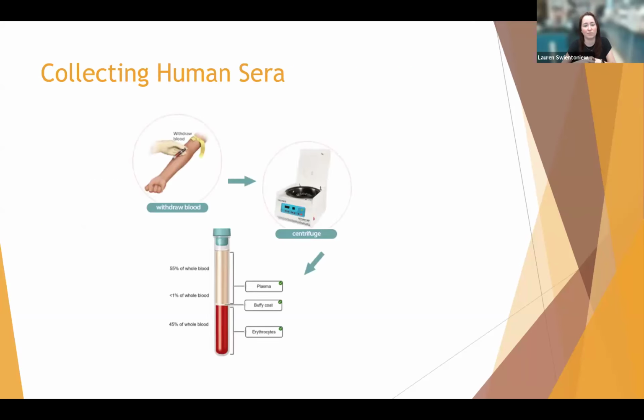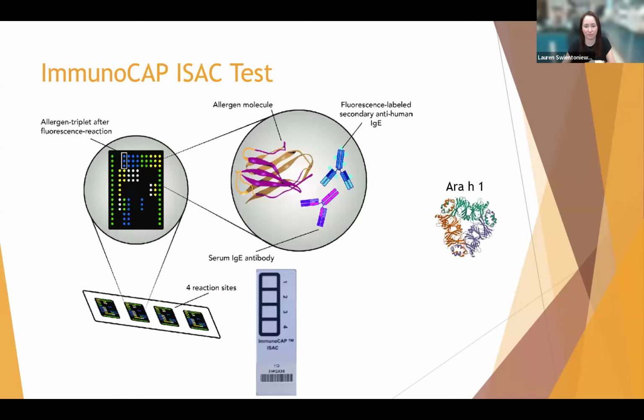So I help process the blood. We use a whole process where we spin it down in a centrifuge, and we are able to separate the red and the white blood cells and the patient sera that we then apply to our experiments.